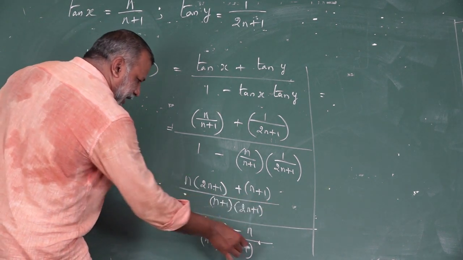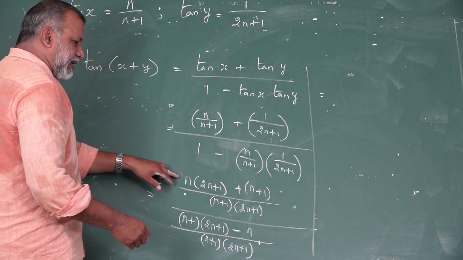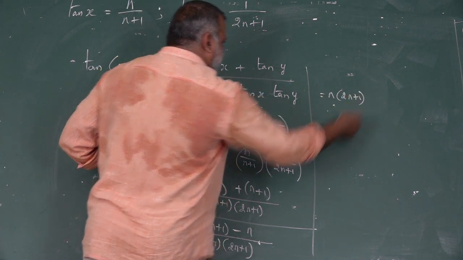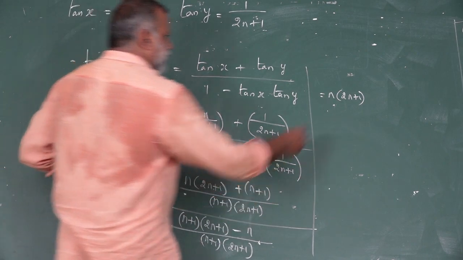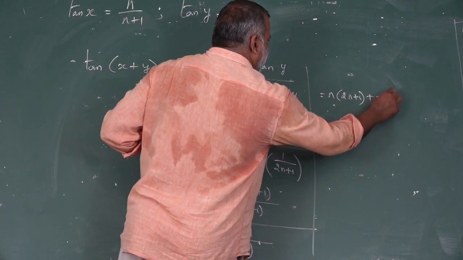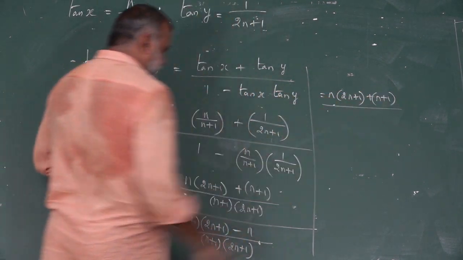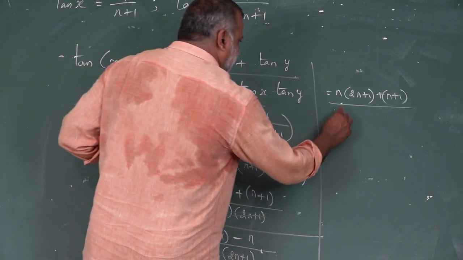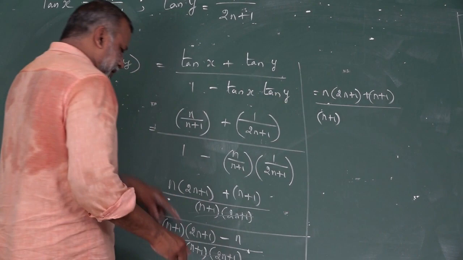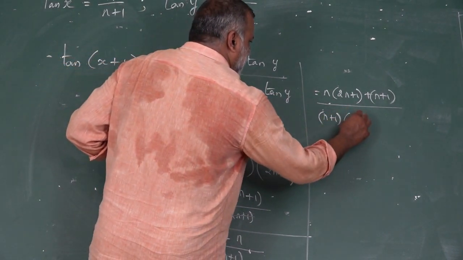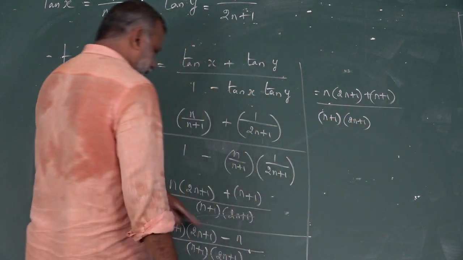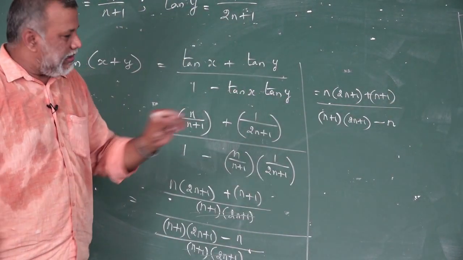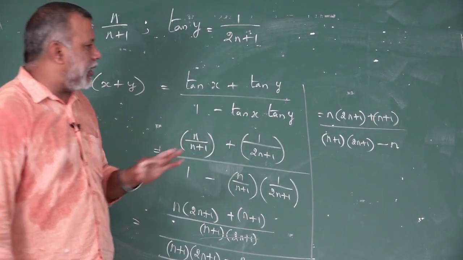In this, the denominator values will be omitted. The remaining numerator is n into 2n plus 1, again plus n plus 1, divided by this denominator, which will be eliminated. The remaining denominator is n plus 1 multiplied with 2n plus 1, again minus n. So you have to do the last simplification work, only one work.